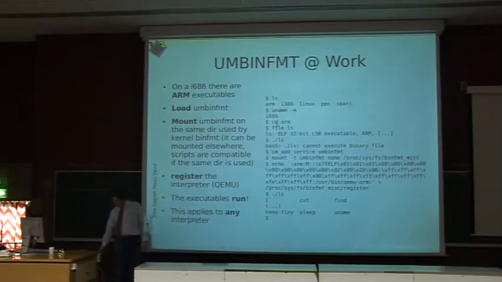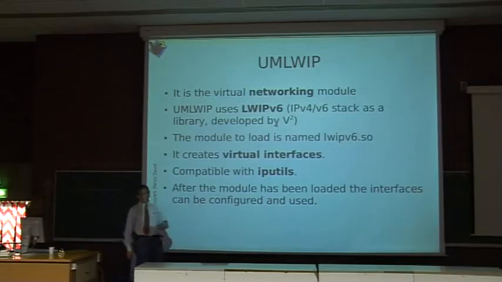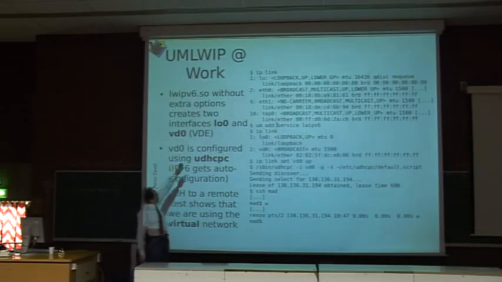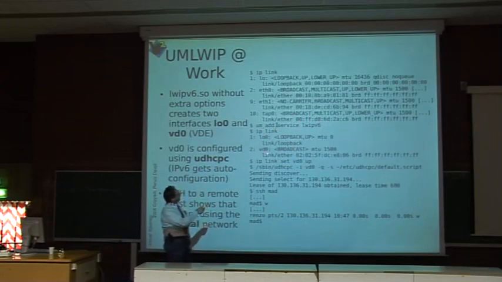And LWIPV6 is a complete network stack, IPv4, IPv6, it's a neighborhood stack, and you can run it. Here we have the real interfaces, and then when we add the module, we have the new interfaces. VDE is our Virtual Distributed Ethernet network, another result of the Virtual Square team. And then I can SSH to this machine, and this shell is working on a different stack.